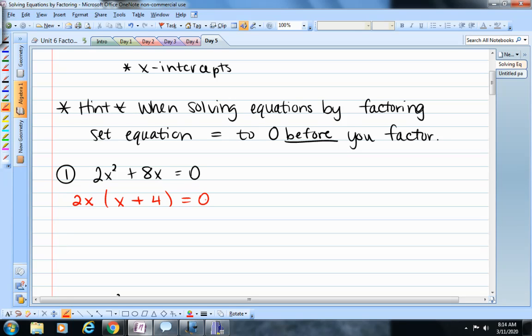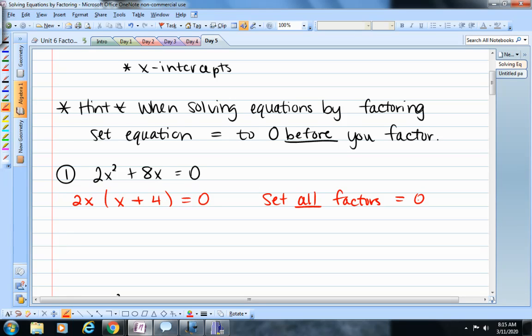Now, is it factored completely? Well, that's a binomial. Is it a difference of squares? No, so it's factored completely. Okay? So after you have factored it completely, you're going to set all of your factors equal to 0. Set all factors equal to 0.